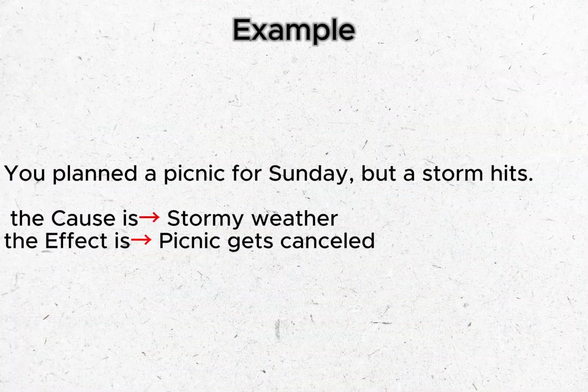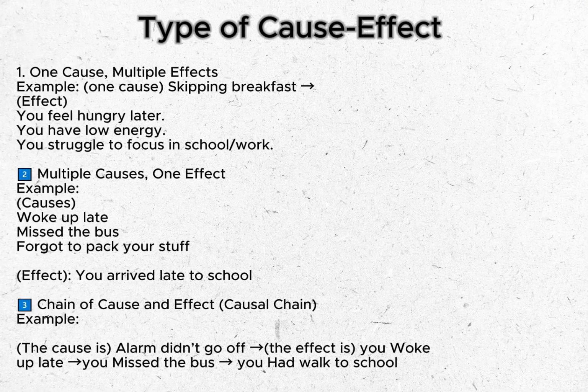Example: you plan a picnic for Sunday, but a storm hits. The cause is stormy weather, the effect is the picnic gets cancelled. And next, key features of cause and effect. The first one is one cause and multiple effects. Example, one cause: skipping breakfast. Multiple effects: you feel hungry later.